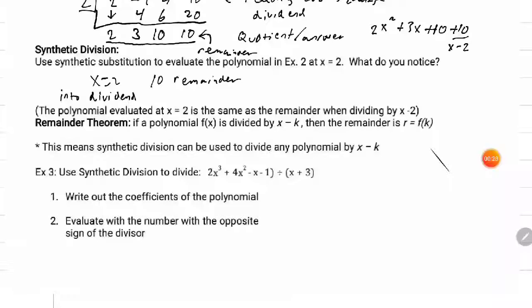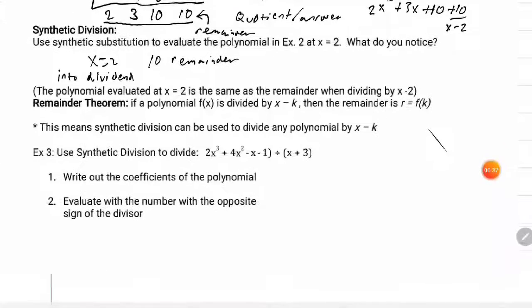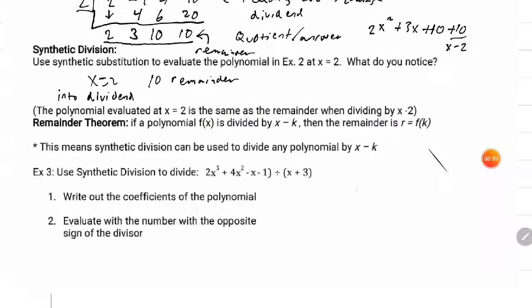Okay, let's do another synthetic division example. Alright, 2x cubed plus 4x squared minus x minus 1, divided by x plus 3. So we're going to use the opposite of positive 3, so we're going to be -3 here. And then we're going to look at our coefficients. So we have 2 for the x cubed value. We have 4 for the x squared value. We have negative 1 for the x value, and then negative 1 for our constant, or x to the 0.